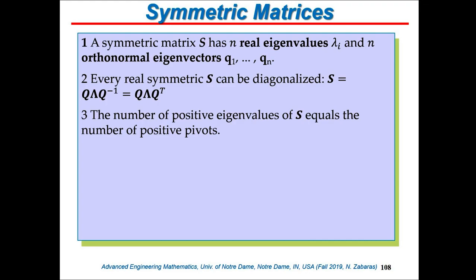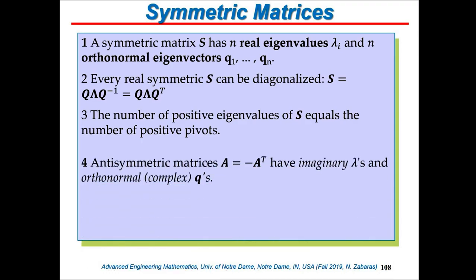And as a matter of fact, you can immediately see that a symmetric matrix S will have all its eigenvalues positive when all the pivots are positive. And as we will see, we will use this as a definition for positive definite symmetric matrices in another lecture. But for now, the number of positive eigenvalues is the number of positive pivots.